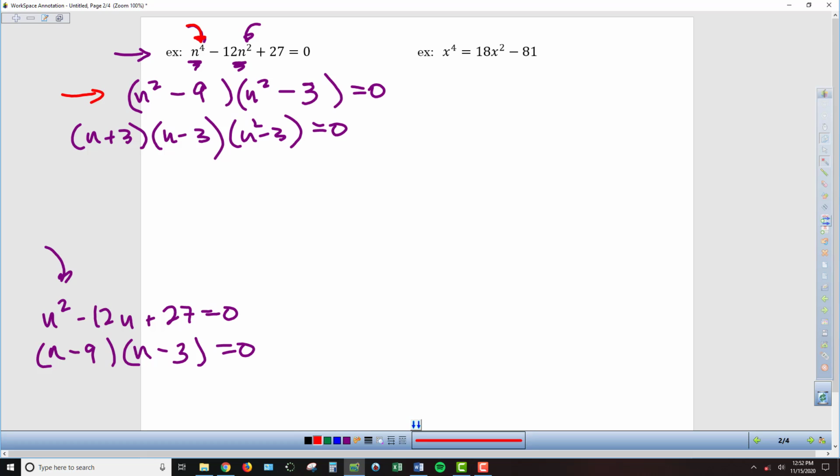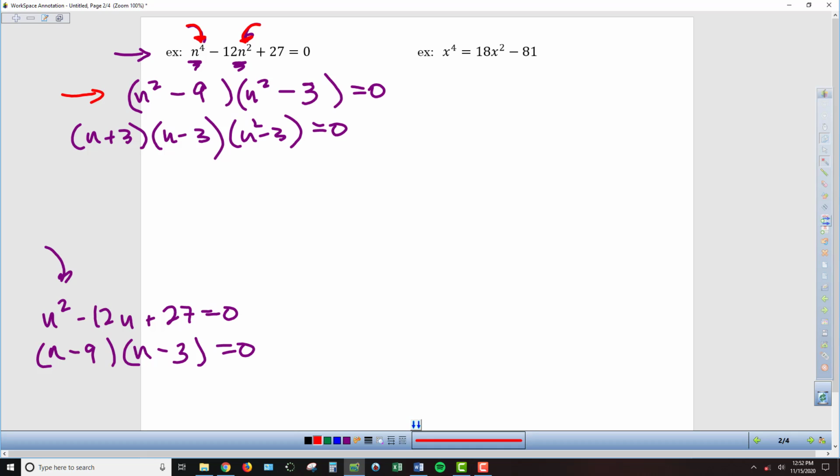But the bottom line here is we started off with a reverse FOIL step, even though our exponent here wasn't 2, it was something higher. So as long as this second term has half of the exponent size that the first term does, then we're almost certainly going to be able to reverse FOIL this.